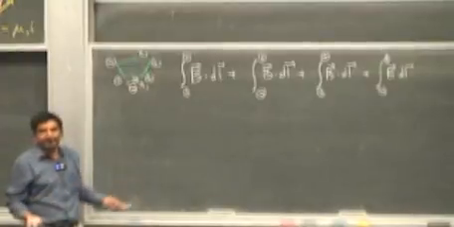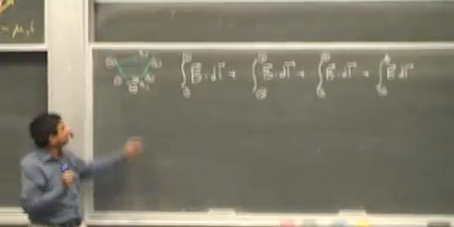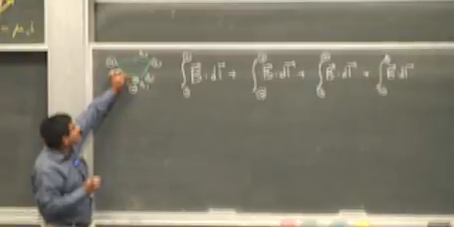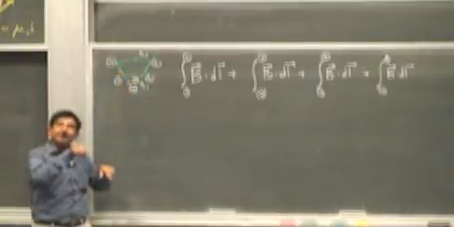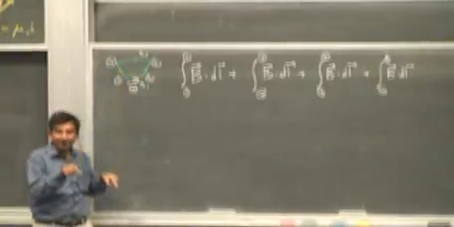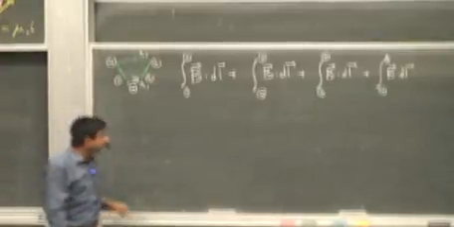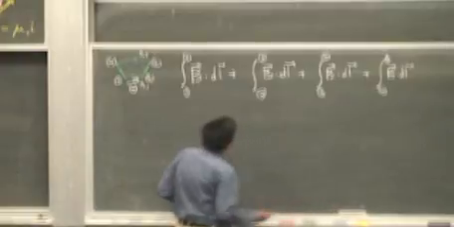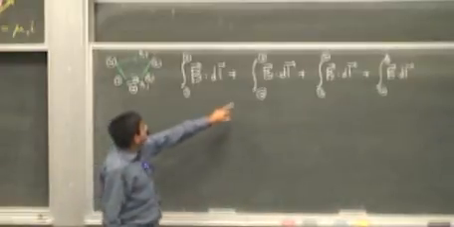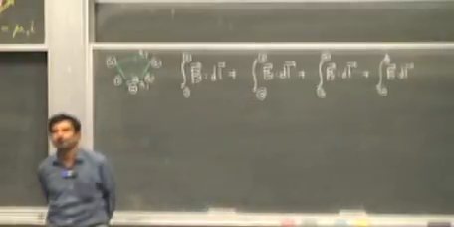Let's see what this integral turns out to be. So I'm taking the magnetic field at each point, taking its dot product with the infinitesimal length vector at each point, and then integrating over the path. Now, what is this integral equal to?